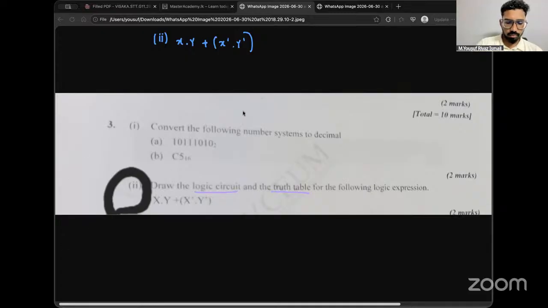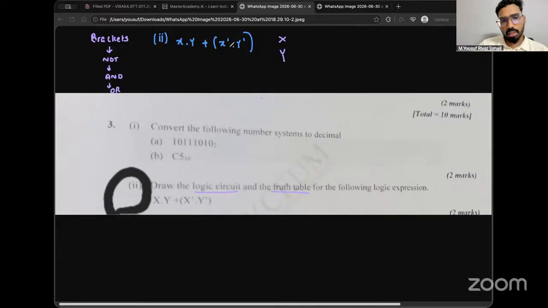Correct. The unique letters we can notice here are just X and Y. So I'm going to mention that. Now, when you're drawing the expression, there is a pattern of how you draw. First of all, draw the brackets. Second, draw the NOT gate. Third, draw the AND gate. And last, only you draw the OR gate. So that's the pattern we're going to follow here as well.